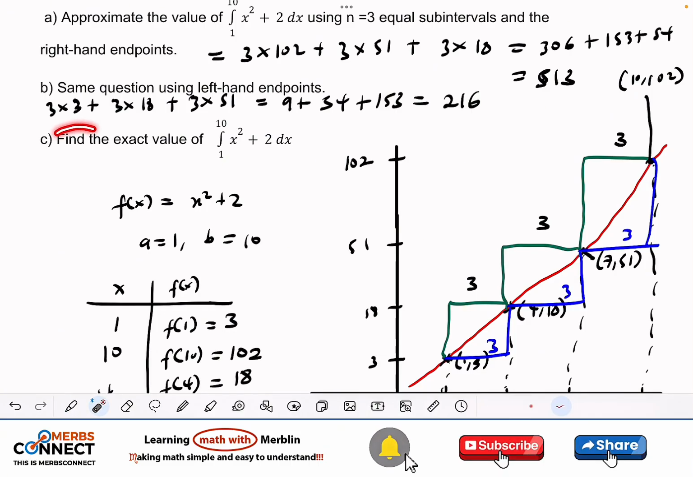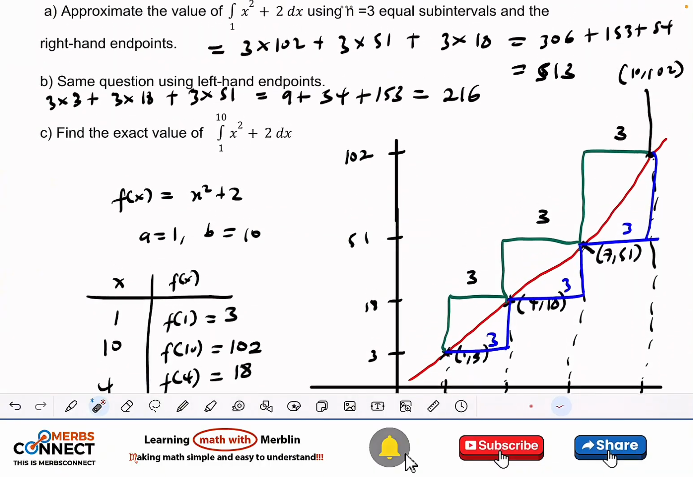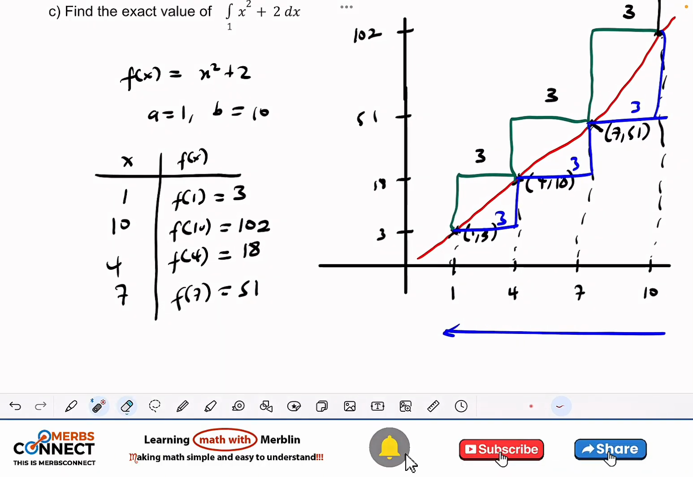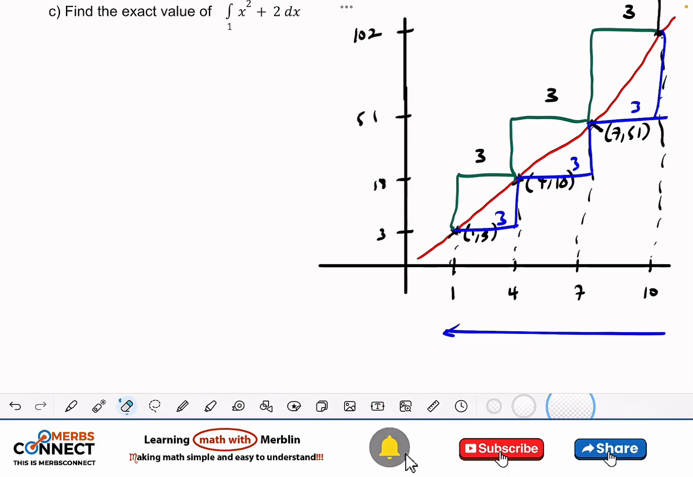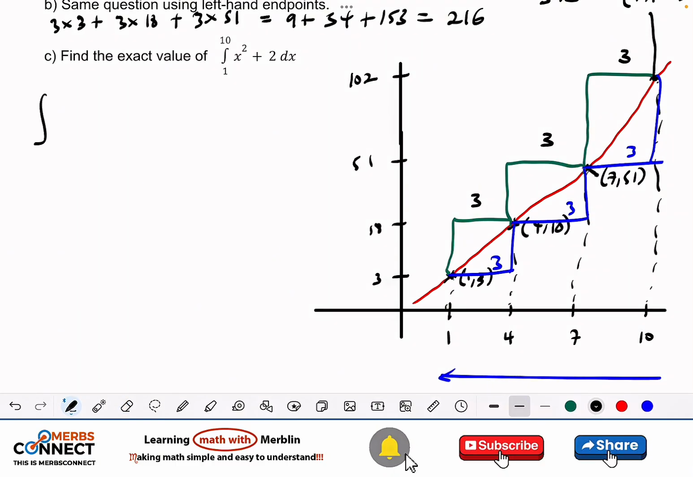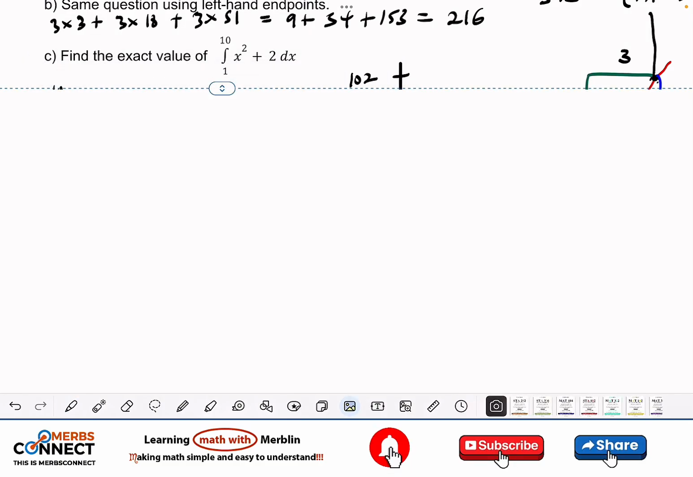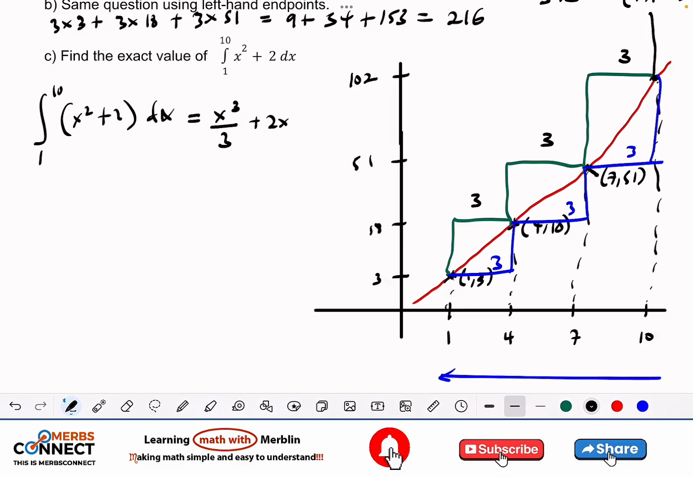Now the C is, we want to find the exact value, right? So we just need to use the fundamental theorem of calculus. So let's just do that. So we just now want to integrate it. The ones that we've done are just approximations. So now I want to integrate from 1 to 10, x squared plus 2 dx. So let's do the integration. This is equal to x to the power 3 divided by 3 plus 2x, evaluated from 1 to 10.